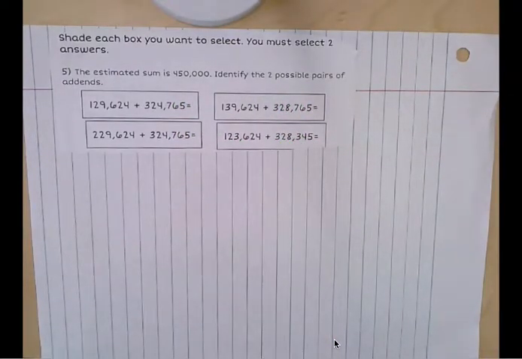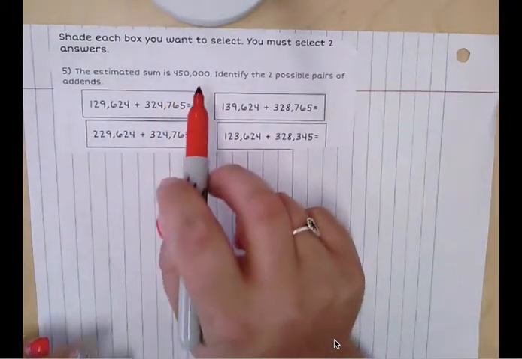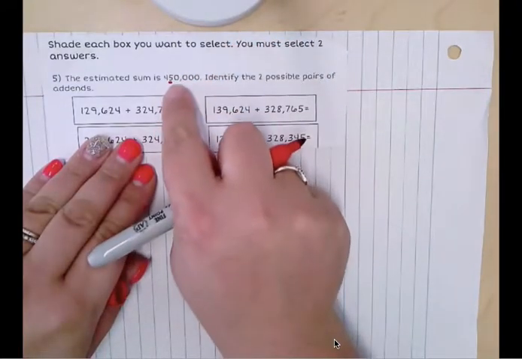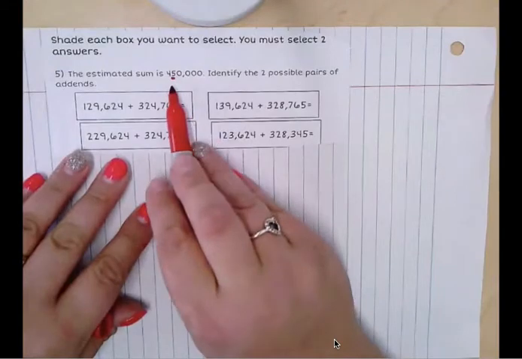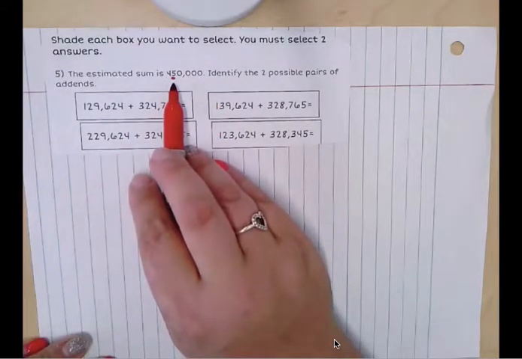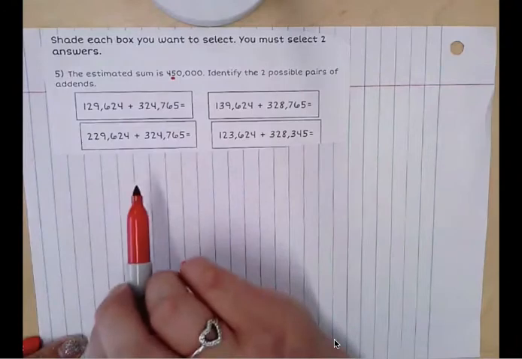Now we're going to have to look at a few things first. First off, it says the estimated sum is $450,000. So if we look at this number, we see that they rounded to the nearest 10,000, because that's the first digit before the zeros. The digit that comes directly before the zeros is what they rounded it to. So they rounded this number, 450,000, to the nearest 10,000 place.